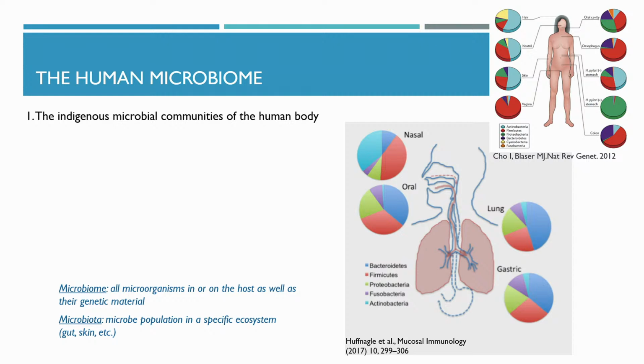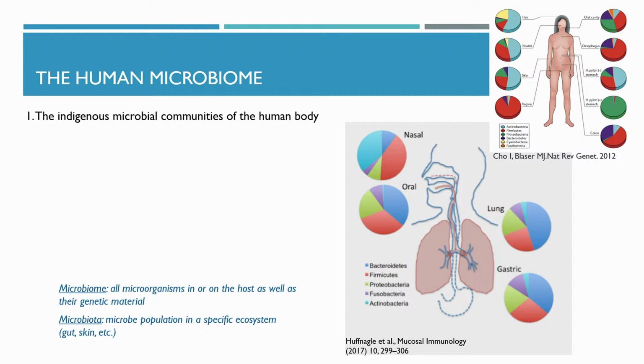So the human microbiome, we've talked a little bit about this before, but it's the indigenous microbial communities of the human body. Indigenous means they're native, they're there, they don't cause harm, and so they make up the normal microbiota. Once again, microbiome and microbiota have some different definitions. The microbiome, remember, is all the microorganisms in or on the host, as well as the genetic material, whereas the microbiota is just the micropopulation in a specific ecosystem. So we can distinguish between the gut, the skin, etc.